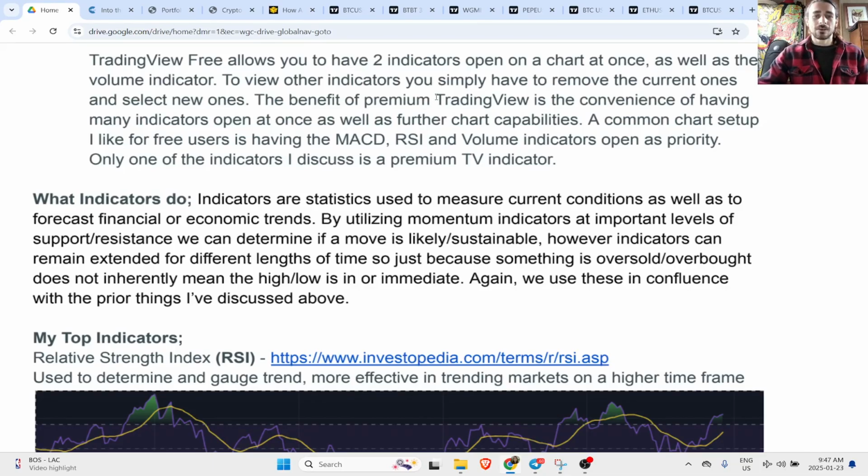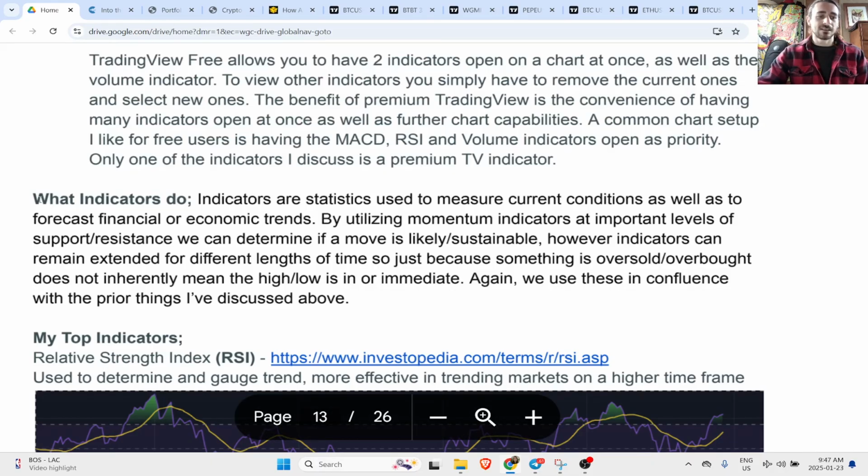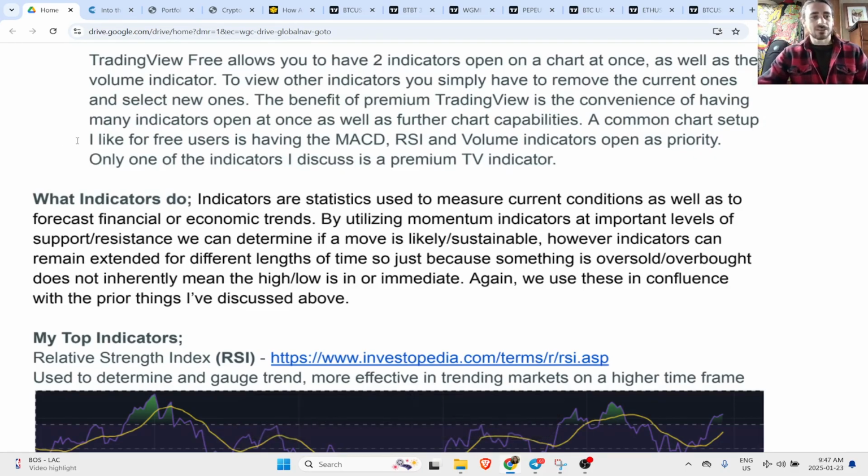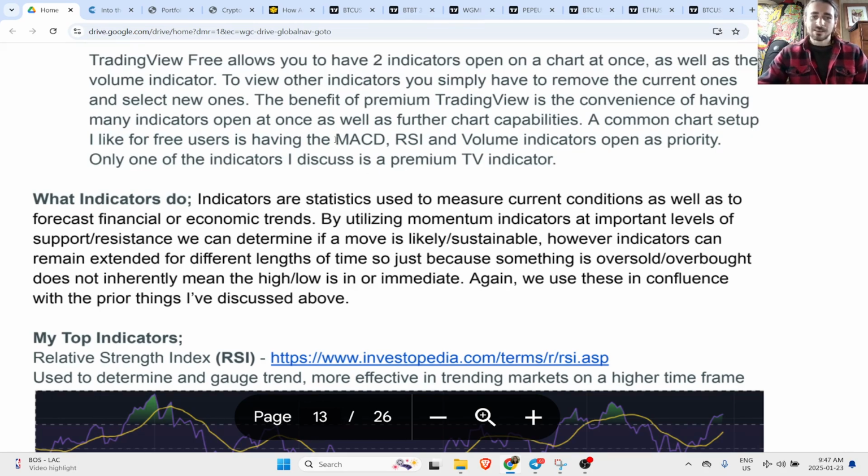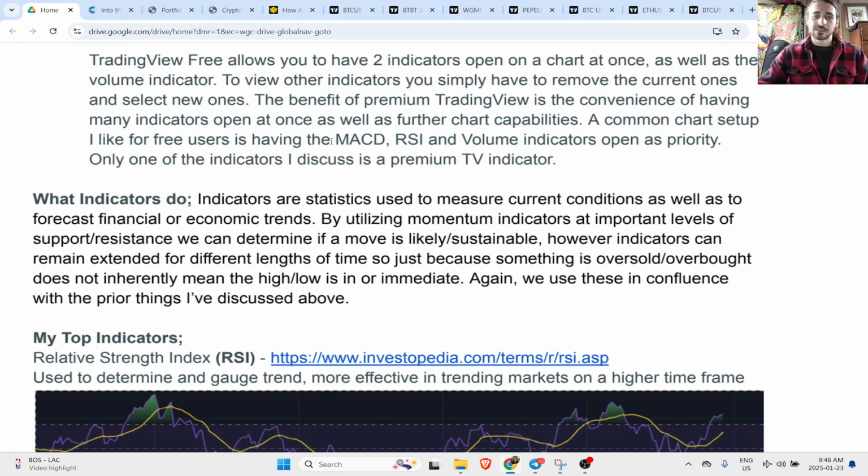So definitely don't fade TradingView just because you only have the free option. There's still a lot we can do with it and get a lot of information from those charts. A lot of the indicators that I'm going to talk to you about are free anyways, so they will be available to you. Common chart setup I do like to use for the free users: have the MACD, the RSI, and the volume indicators open. Those are the three I would watch the most closely.